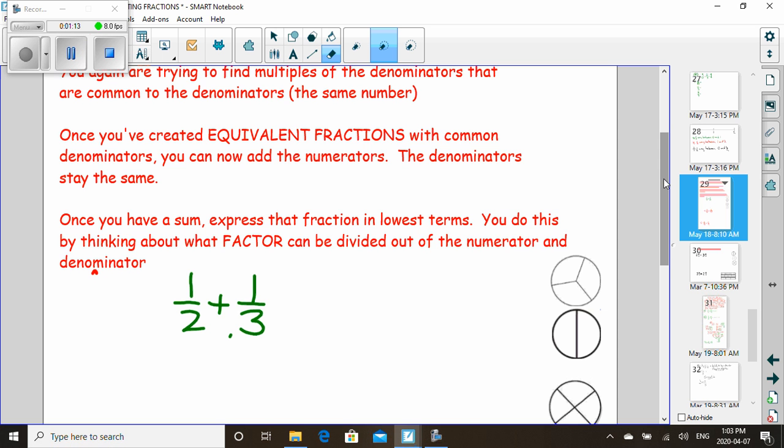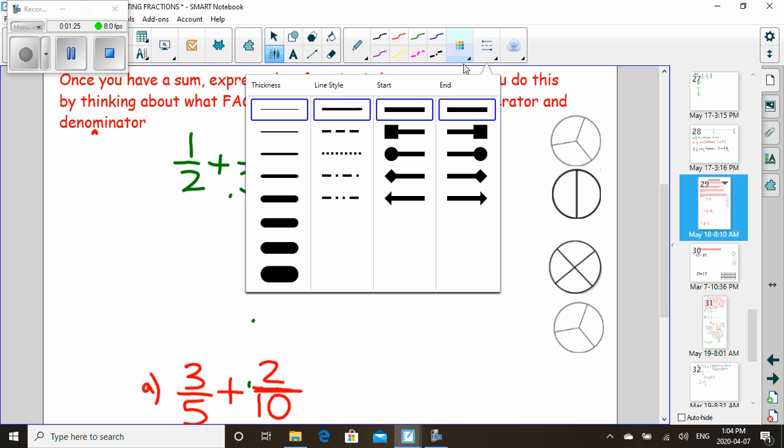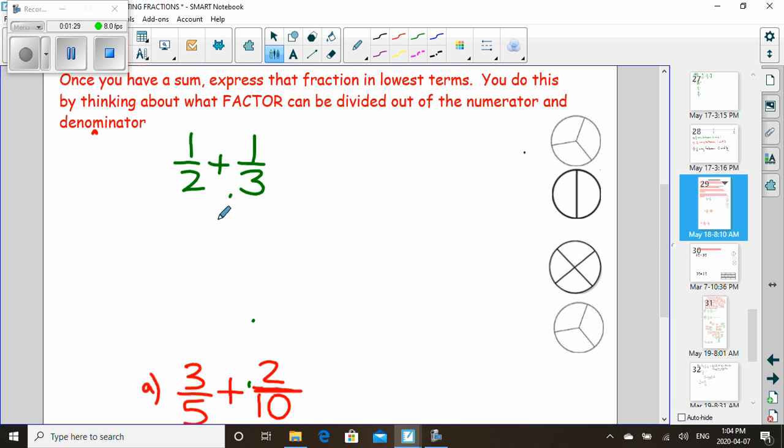Okay, so let's look at 1/2 and 1/3. 2 and 3 are not the same number. We need them to be the same number. How do we make them the same number? We find a multiple of 2 and 3 and think about what the first one is. If we were skip counting by 2's, 2, 4, 6, and skip counting by 3's, 3, 6, we find that 6 is common between the two. So that's how we're finding common denominators. So 6 needs to be the denominator.